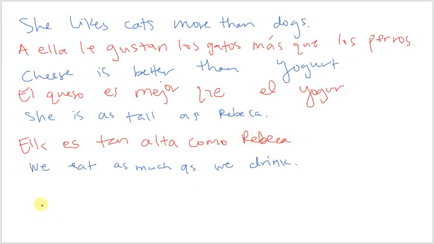We eat as much as we drink. Nosotros comemos. And then I'm not comparing an adjective, I'm comparing a verb. And so we're going to have the longer form, tanto como, together, not separated by an adjective. Tanto como. And then we drink, bebemos. I'm so sorry that this marker is so terrible. Okay, comemos tanto como bebemos. We eat as much as we drink. No space between because we're not comparing an adjective.